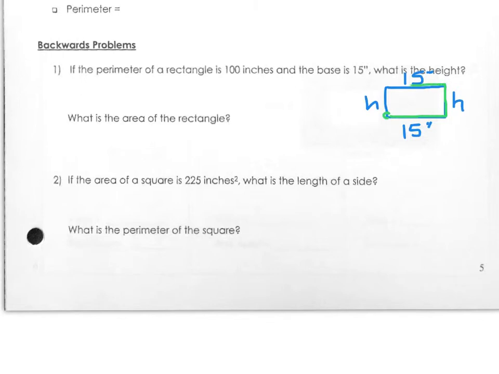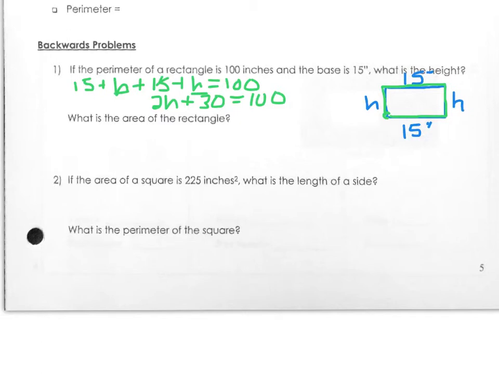up all the sides. So what I can say is that 15 plus a height plus another 15 plus another height, well, that adds up to 100 inches. So now look at that left-hand side of that equation. So pause here, and before you start solving, I'm going to combine my like terms. H plus H, I'm going to combine that. That's going to be 2H. The 15 plus the 15 is going to be 30. It's going to be set equal to 100.